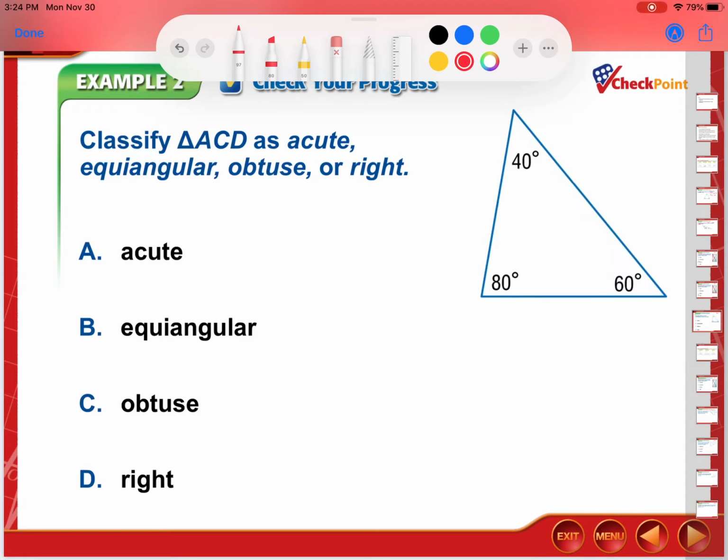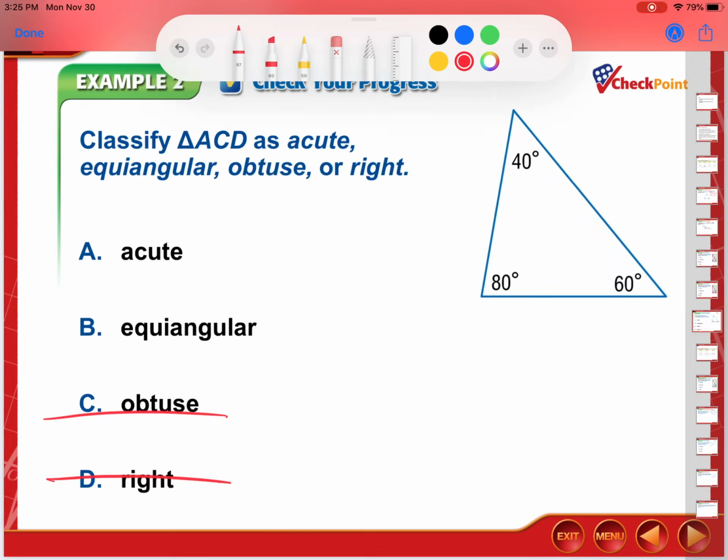All right, so classify triangle ACD as acute, equiangular, obtuse, or right. So let's go ahead and start with the back end of this. So if it's a right triangle, there would have to be a 90-degree angle here. There is no 90-degree angle. We have a 40, an 80, and a 60. So therefore, it can't be right. By the same merit, for it to be obtuse, we'd have to have one angle bigger than 90 degrees, and we don't have one present. We have a 40, an 80, and a 60. So it can't be obtuse.